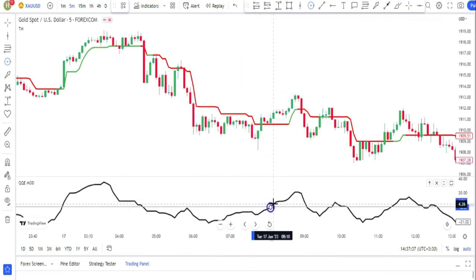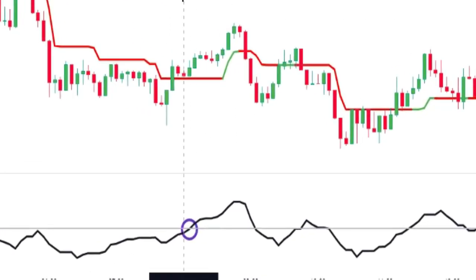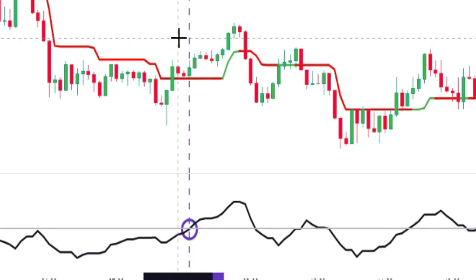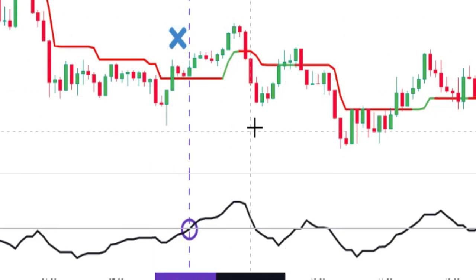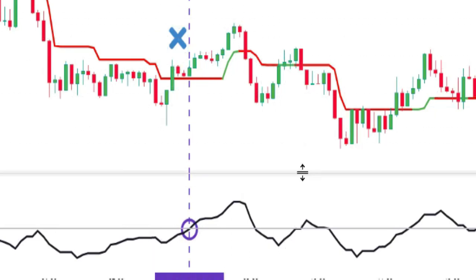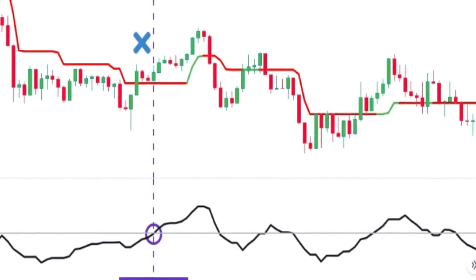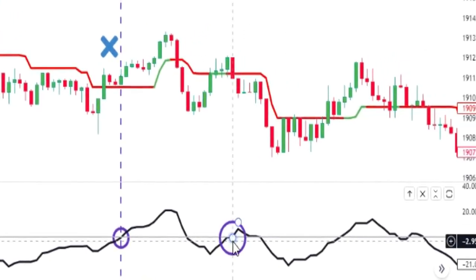In this example, the buy signal was issued by the QQE mod indicator, but this signal was not confirmed by the Trend Magic indicator, so this signal is not valid. The next signal has exactly the same conditions, so this signal is not valid either.